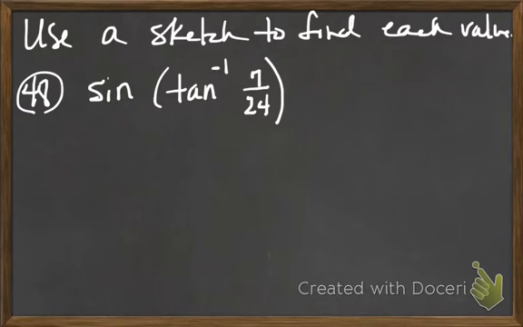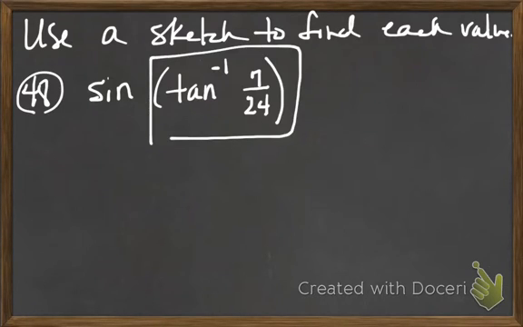Okay, so this won't be like the previous set of problems. You can't cancel sine and inverse tan out. That's not going to happen. So you're going to start with your middle part, the inner part. And this says what angle has a tangent value of 7 over 24? So is 7/24 a tangent value on the unit circle?